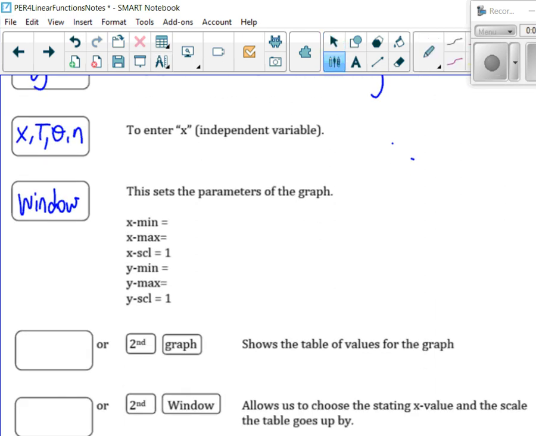Okay. So, again, maybe I'll write this down. Zoom 6 is the standard viewing window. I would say every single time, redo at that point, and that goes from -10 to 10 for both your x and your y. Okay?